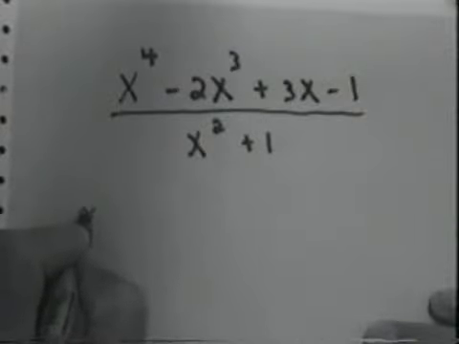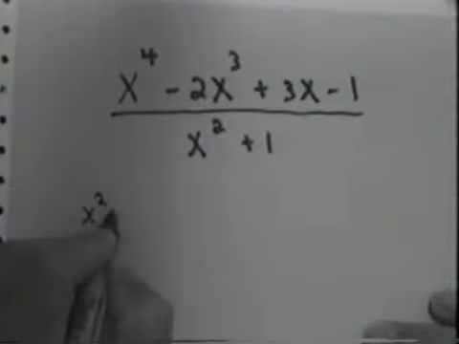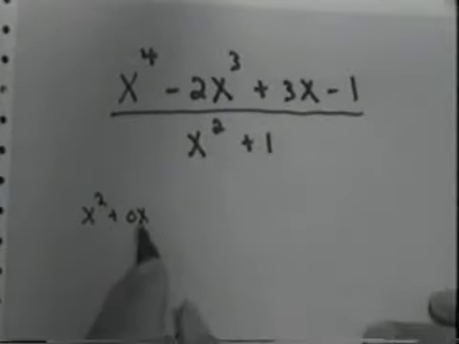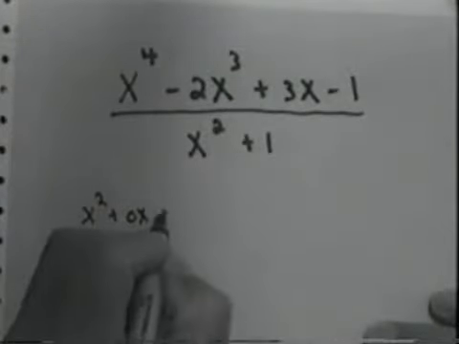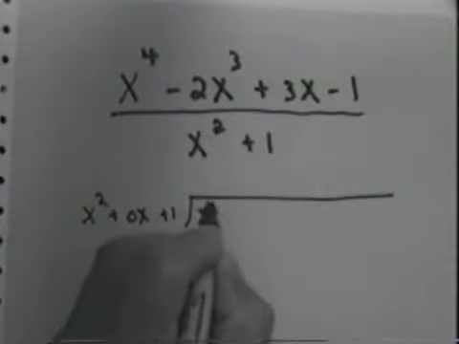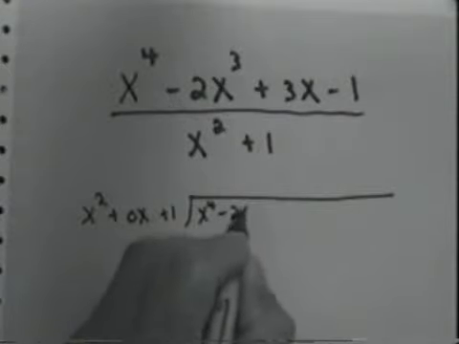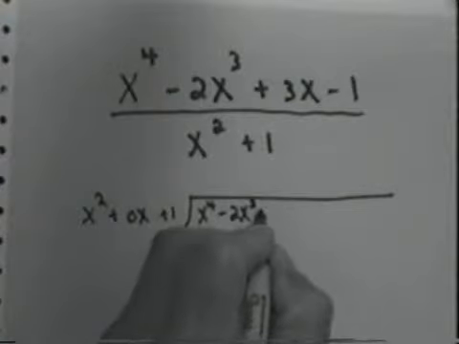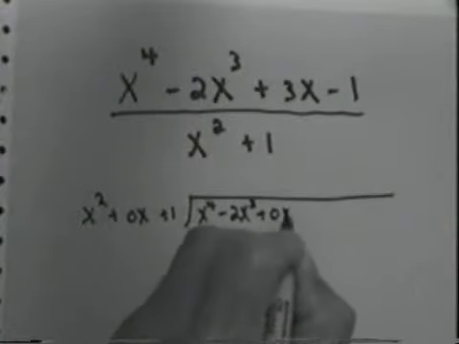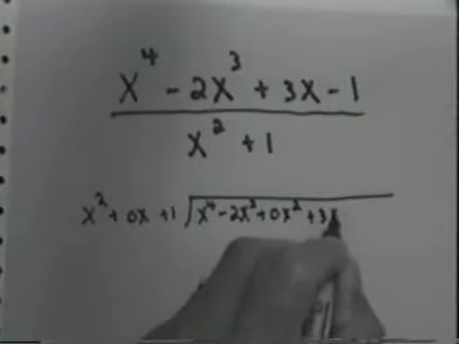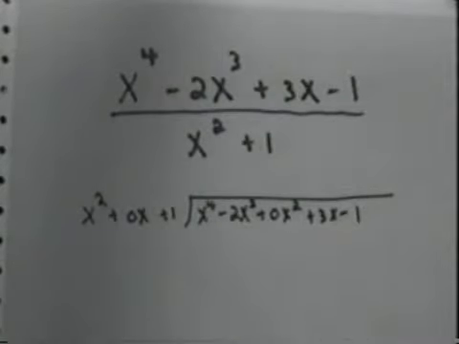So I can write it as x squared. Now what comes after x squared? The x. Since I don't have an x, I have to put 0x plus 1 into x to the fourth minus 2x cubed. Now what comes after 2x cubed? It would be x squared. So I put in 0x squared. Then I've got the plus 3x minus 1. Once you get your placeholders, you can divide.